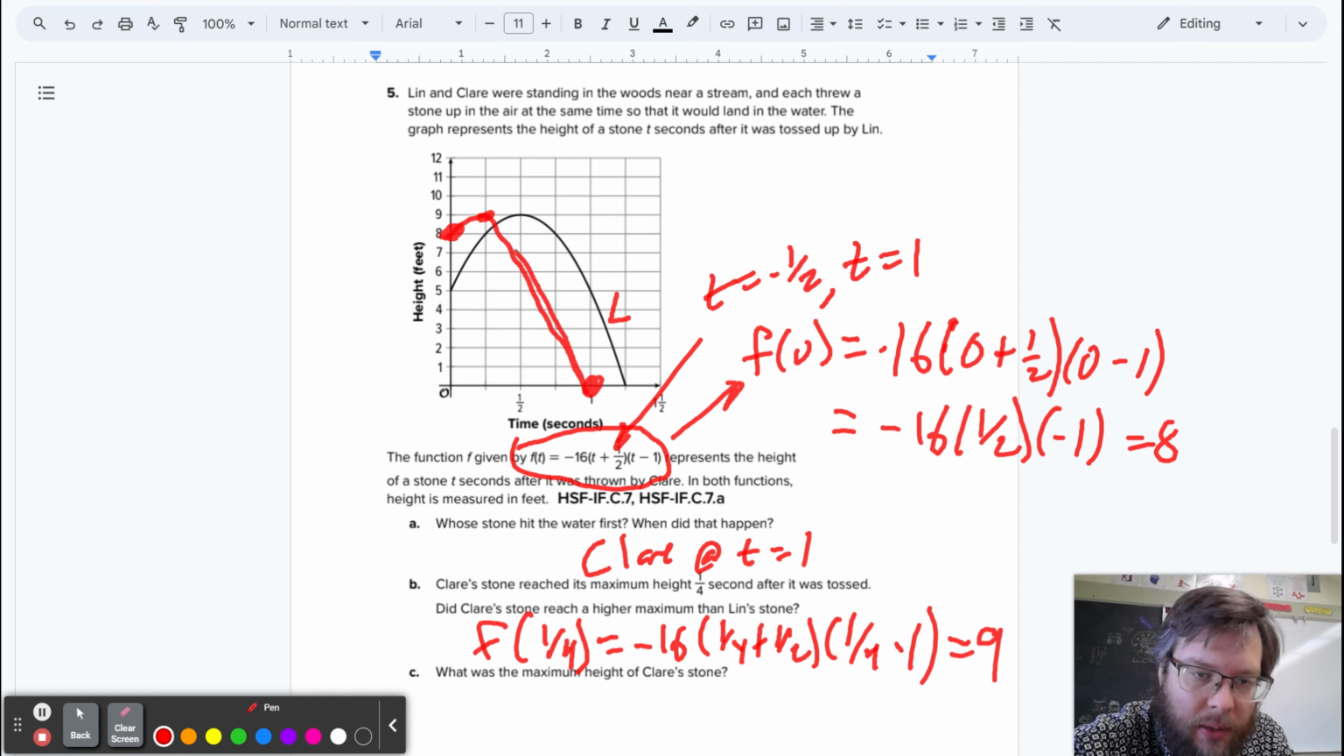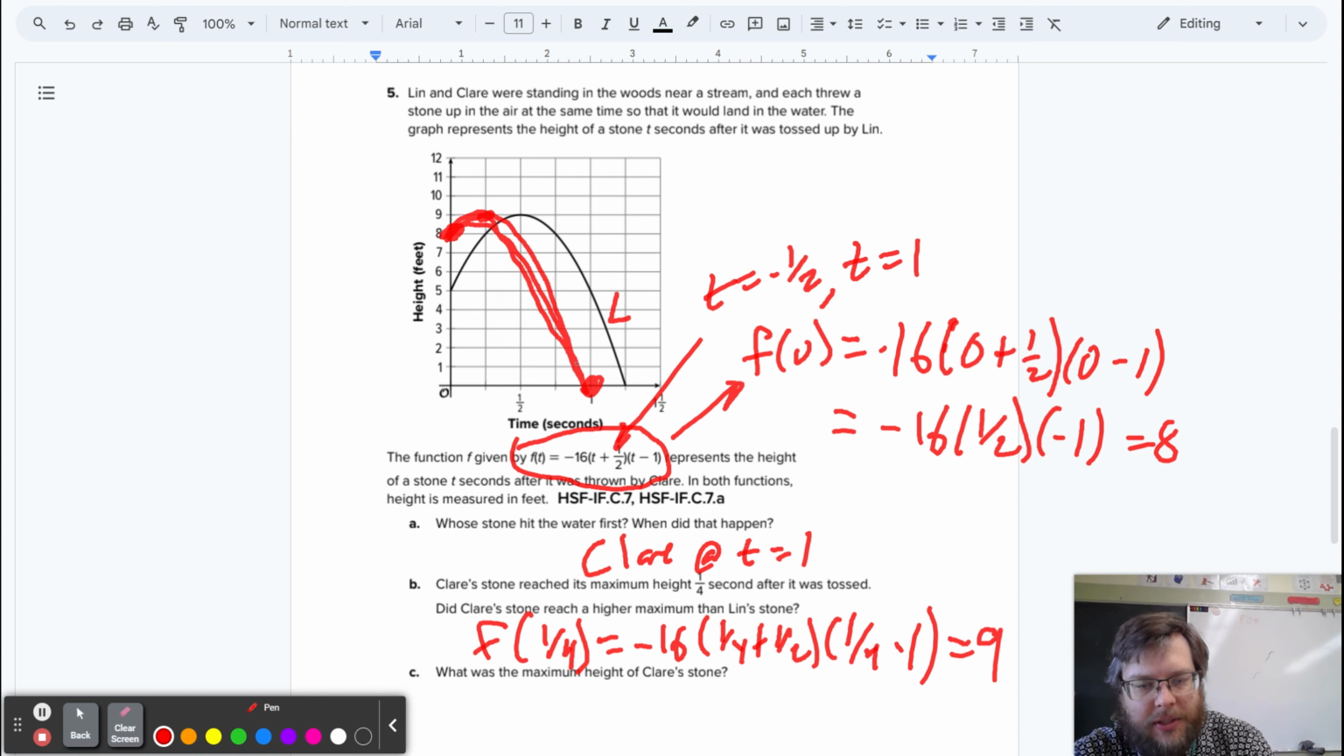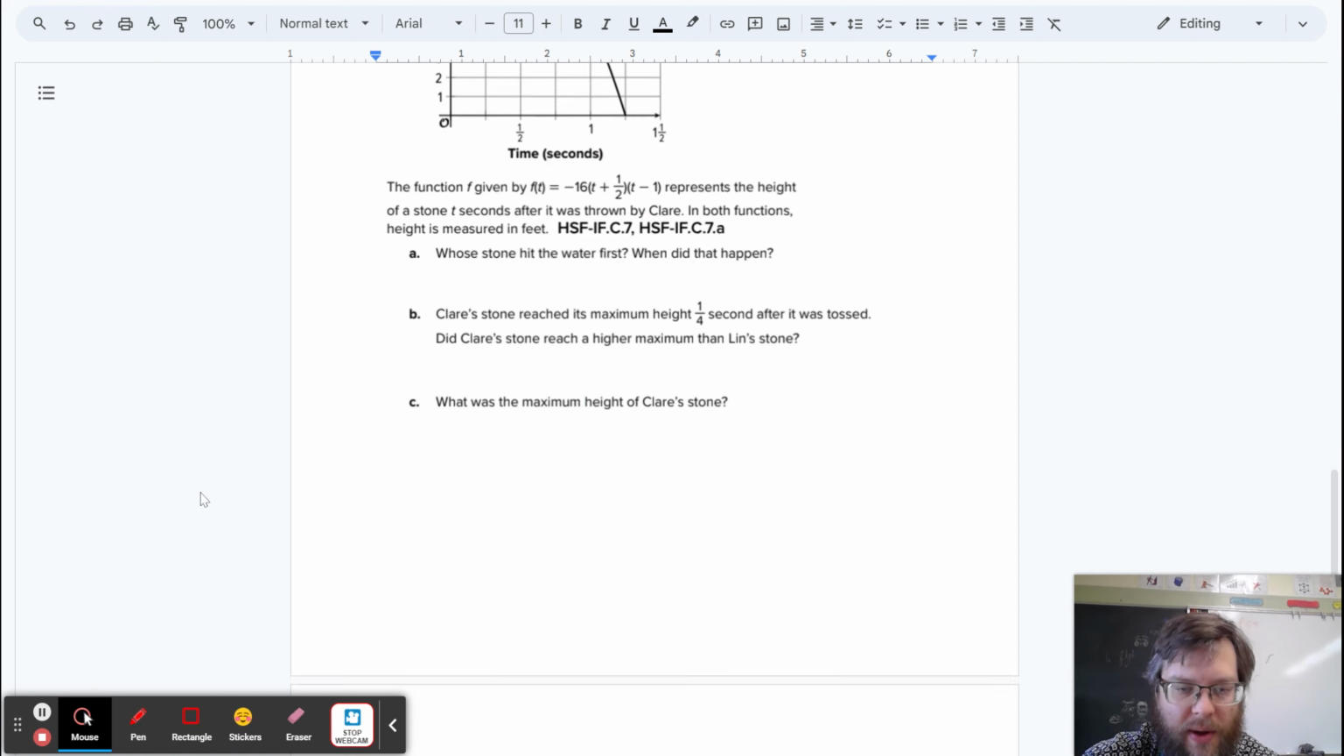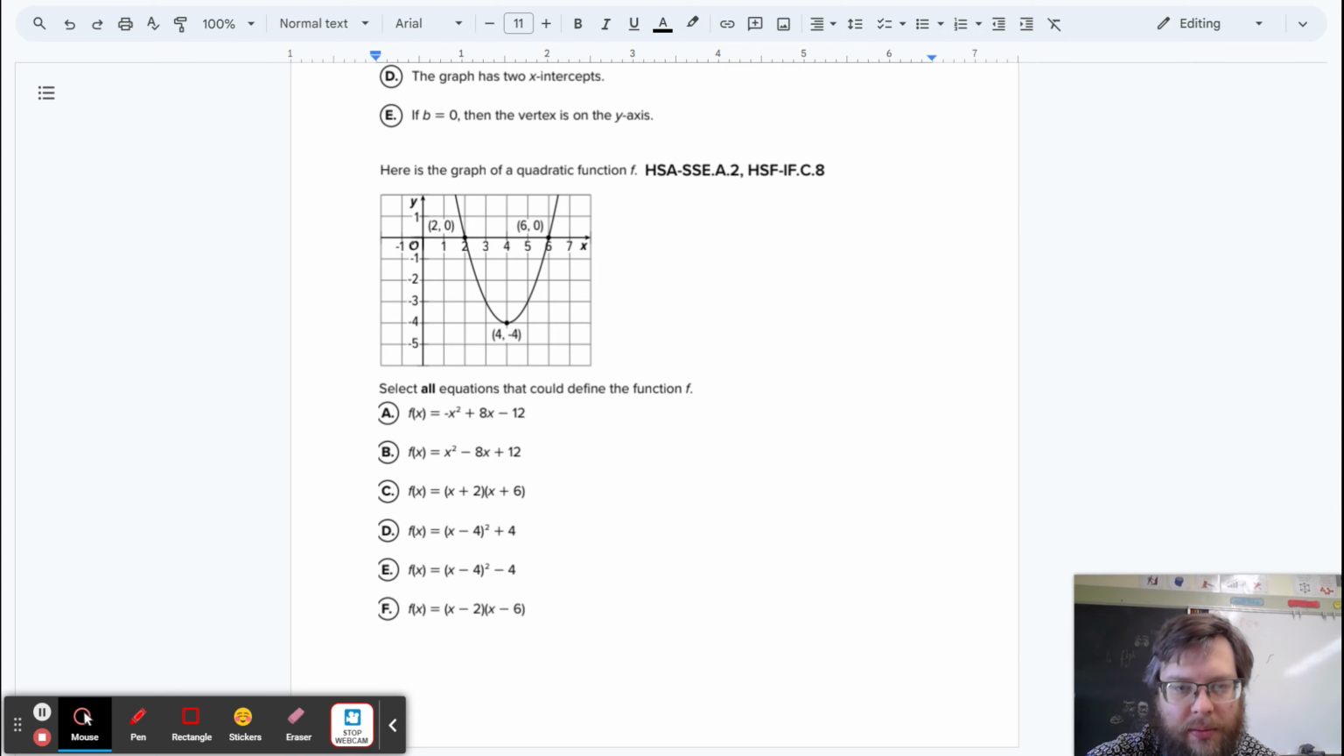So that's not very pretty, but we're going to pretend that I drew a nice curve. There we go. It looks like it's at the same exact maximum height of Lynn's, and it looks like they both are 9. So there we go. Using some of the skills we just practiced on the graphing problems, we were able to do that word problem.